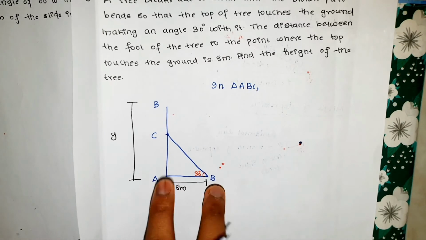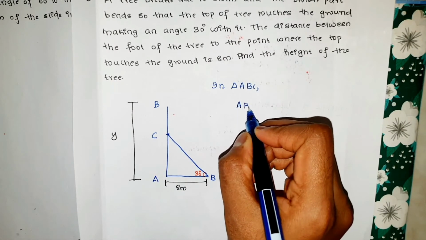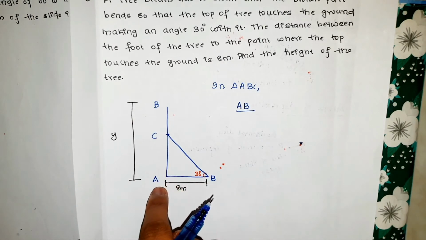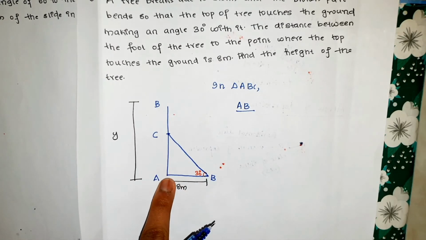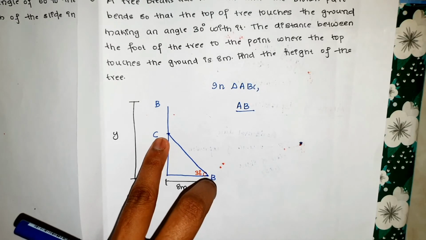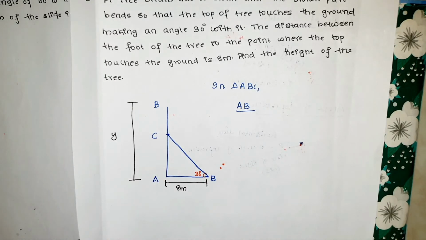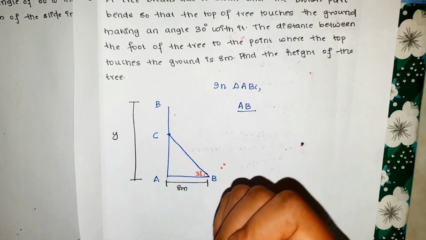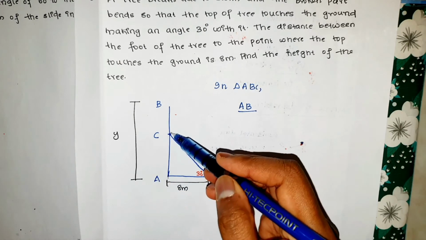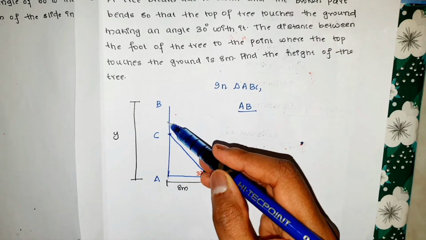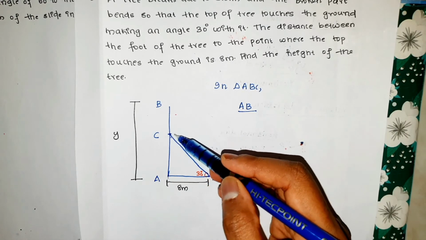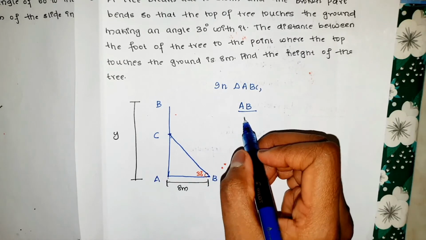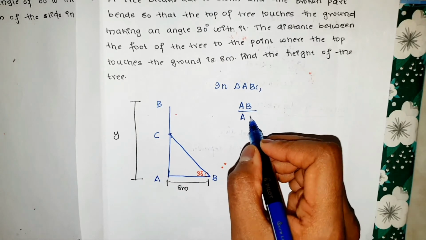What is given? AB is given. AC is not given in the question because we have to find AB. So if we find AC and this BC, we can find the total length of the tree. Because AC plus BC is the full length of the tree. So we have to find AC here, then we have to find BC. This BC distance is the same as this BC distance because this part is bending and touching the ground. So that's why we are taking AB which is given, and AC we have to find.